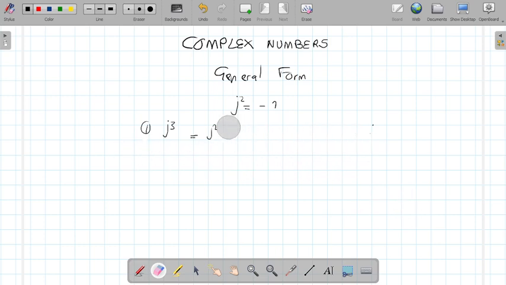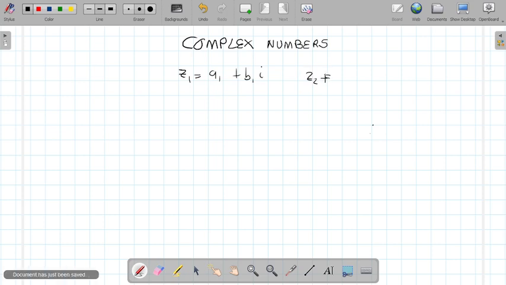All right. Now, let's talk about the equality of two complex numbers. When are two complex numbers equal? Now, on the complex plane, two complex numbers are equal if they represent the same point on the complex plane. That means that if you have two complex numbers, Z1 is equal to A1 plus B1I, and Z2 is equal to A2 plus B2I.